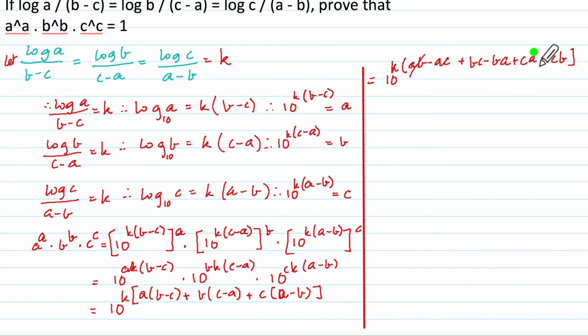Okay, so ab gets cancelled with this ab, ac gets cancelled with this ac, and this gets cancelled with this. So you will have 10 to the power k multiplied by 0, which will be 10 to the power 0. That will be equal to 1. Okay, so this was our LHS. This is equal to 1, which is RHS, and we'll say hence proved.